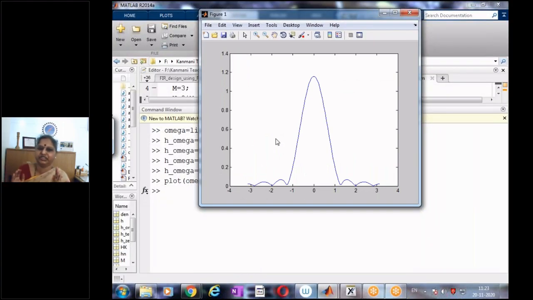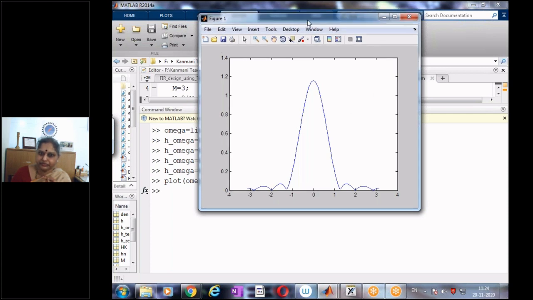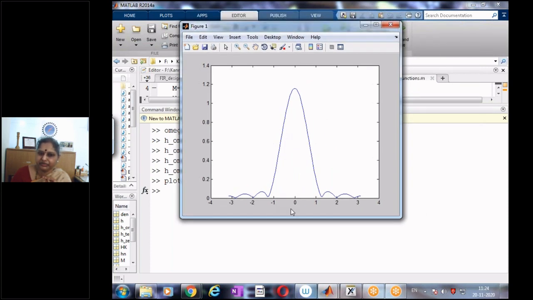See, we started off with the design of a low pass filter, which has a cutoff of pi by 4, and this is the plot we have got of the magnitude spectrum. So if we look here, pi by 4. This is from minus pi, minus 3.14, to plus 3.14, and this is the spectrum we are getting for the designed filter.